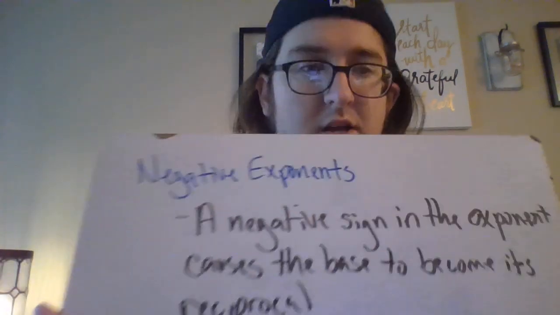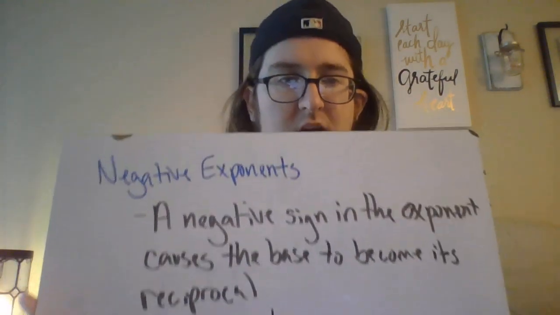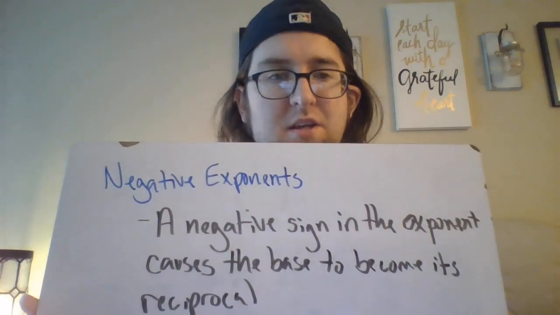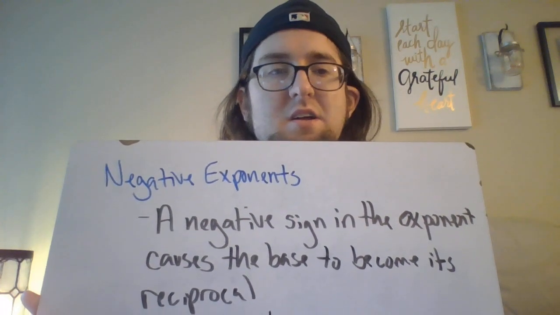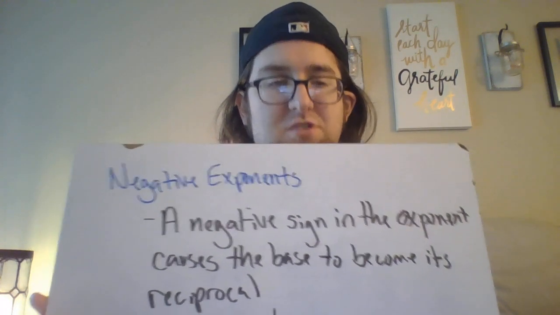All right. Hey everybody, hope y'all are doing well. Let's get started with today. Last week we talked about exponent properties. Today we're going to talk about a new exponent property, and that is when you have a negative exponent. So let's look at some notes. Negative exponents. A negative sign in the exponent causes the base to become its reciprocal. In other words, if there's a negative sign in the exponent, the base flips.